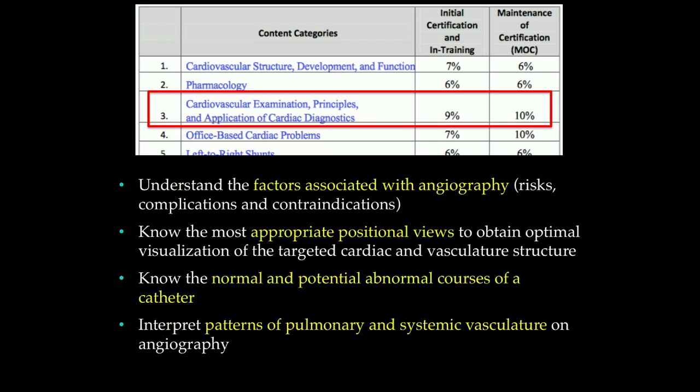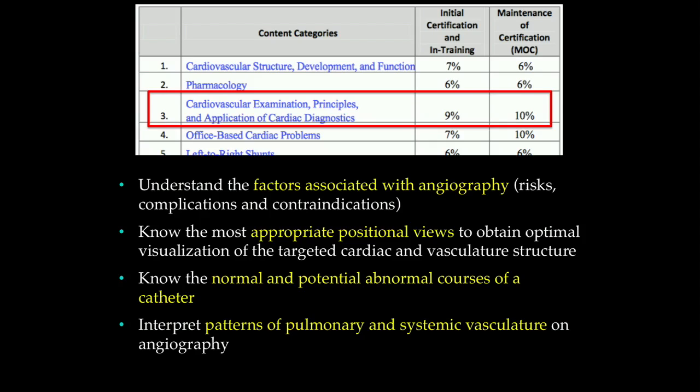The first is the factors associated with angiography, like risks, complications, contraindications. We'll cover that quickly. Then they want you to know the appropriate positional views to get some of the anatomy identified. The third is the normal and the potential abnormal courses of the catheter. You've probably seen those questions of what's the catheter course here.